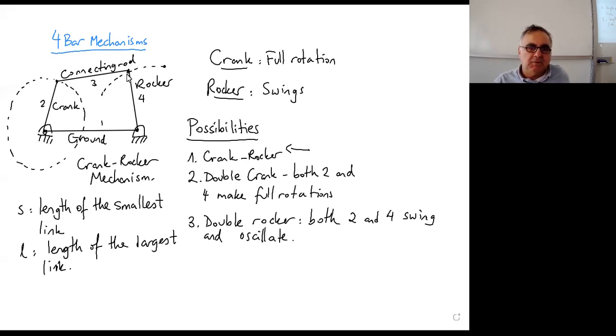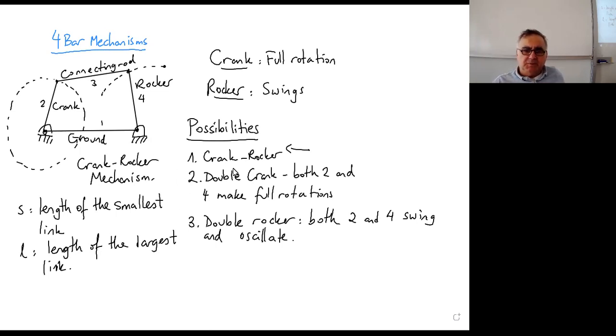And the rocker makes a rocking motion, like a swinging motion like this, which you can see, for example, in cars, windshield wipers. Okay, it goes back and forth like this. But that's not the only possible four-bar mechanism.